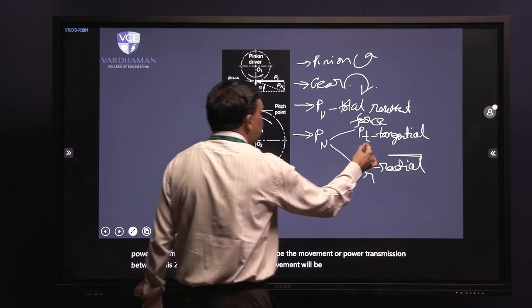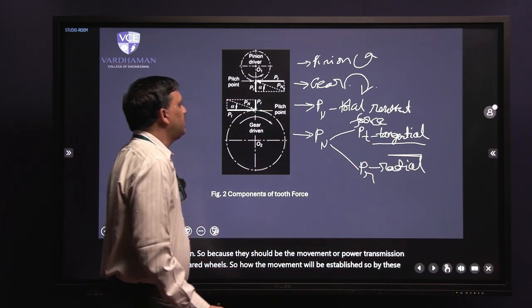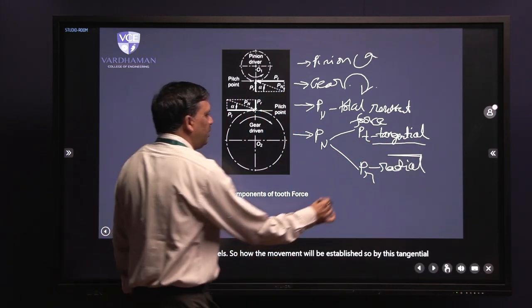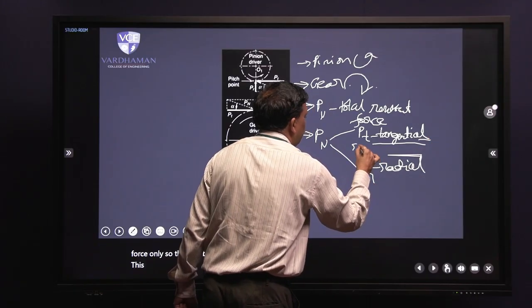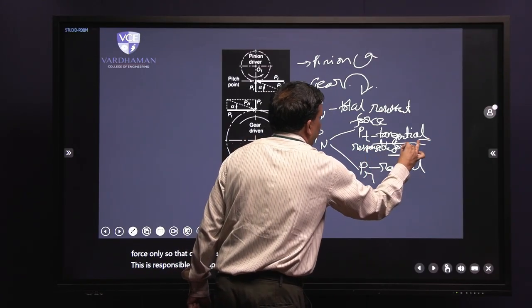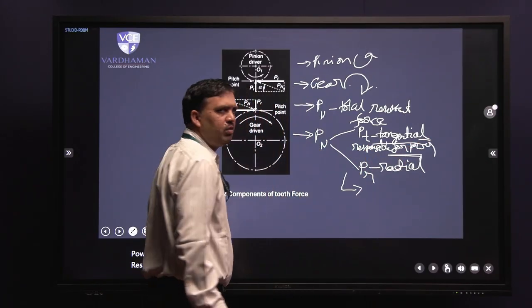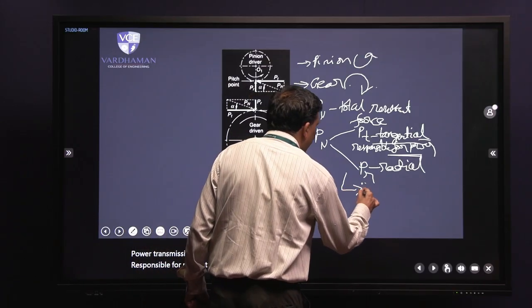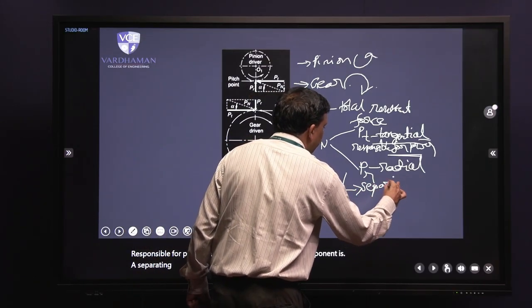So by this tangential force only power can be transmitted. Pt is responsible for power transmission, while the radial component is a separating force. You can see this easily from this diagram.